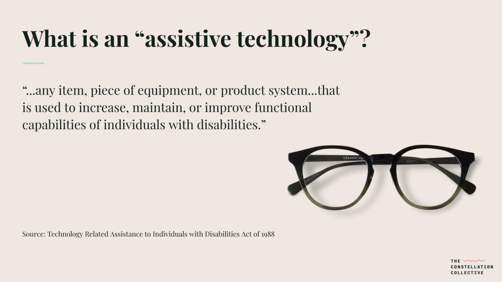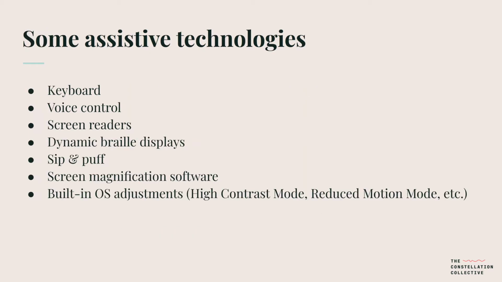So that could be something like a pair of glasses, or a walking stick, or a wheelchair. But we're talking about digital accessibility today, and so the assistive devices that are the most relevant for us to understand better are hardware and software that allows people to interact with digital information. That includes something as simple as a keyboard and complex hardware like a dynamic braille display. We'll look at some examples in a moment.